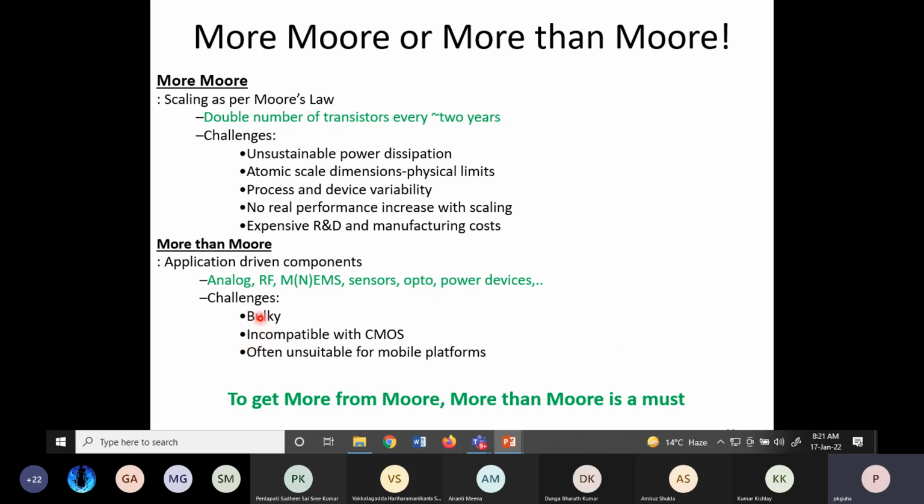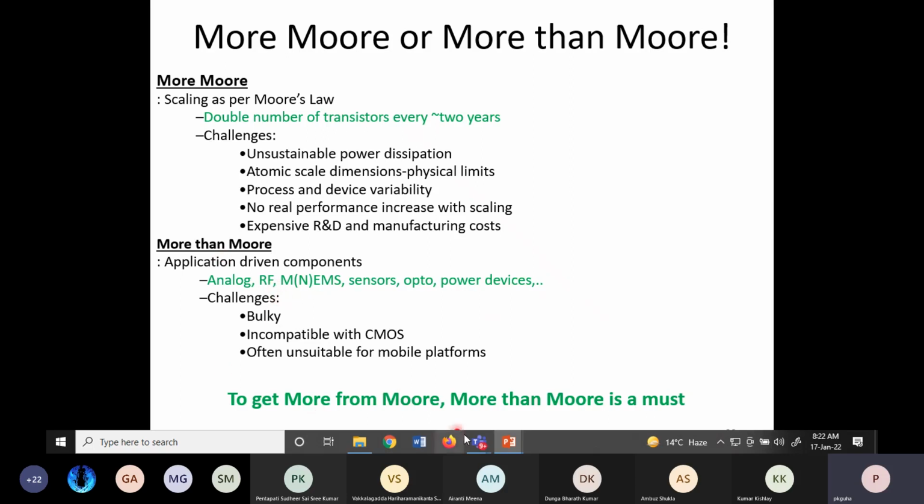Okay, sensors and MEMS based devices are bulky. They are not as tiny as your FET, right? They are bulky compared to your conventional CMOS process or CMOS devices. Okay, on one hand they are bulky, they are incompatible with CMOS and often unsuitable for mobile platforms, right? So all these you have to take into account if you want to integrate different functionalities with the conventional CMOS process. But as we have been seeing over the last 10 years or so, that is the way forward, and that is what we are calling More than Moore.